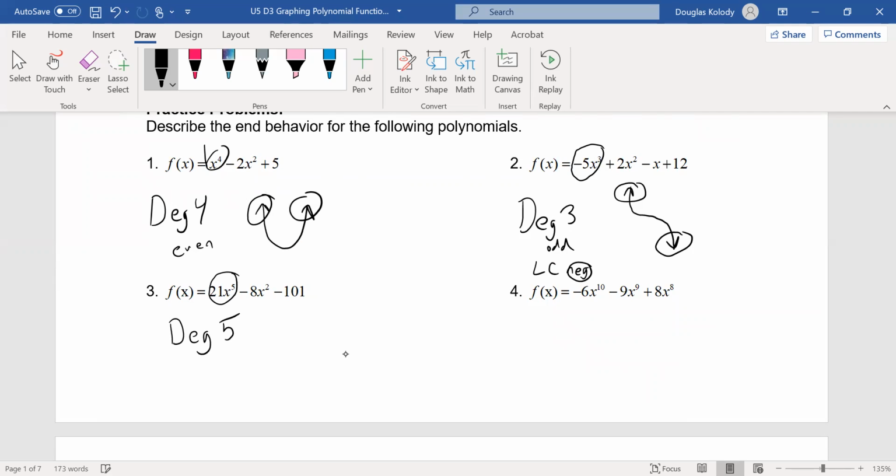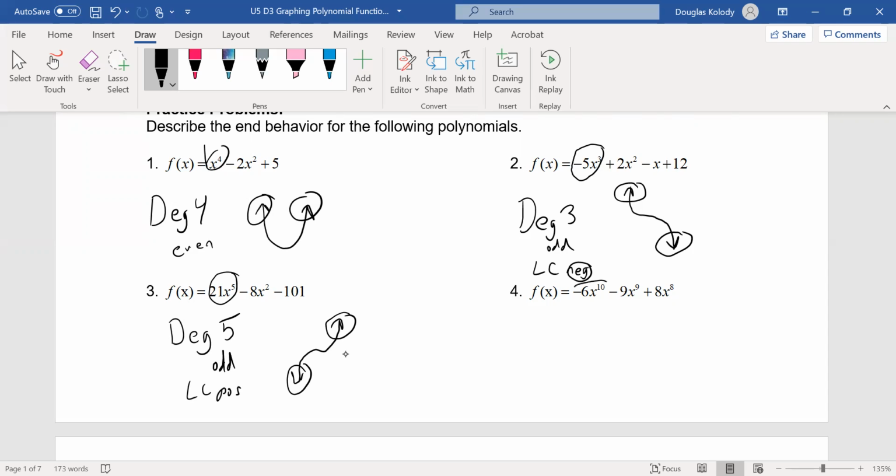Number 3, this is a 5th degree polynomial. All right, so it's degree 5, which is odd, and the lead coefficient is positive. So that's going up the stairs. So I'm going to go up the stairs, which means I'm going to start at the bottom part of the XY axis and finish on the top right part of the XY axis.